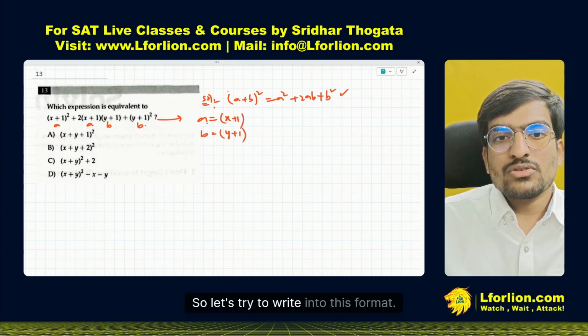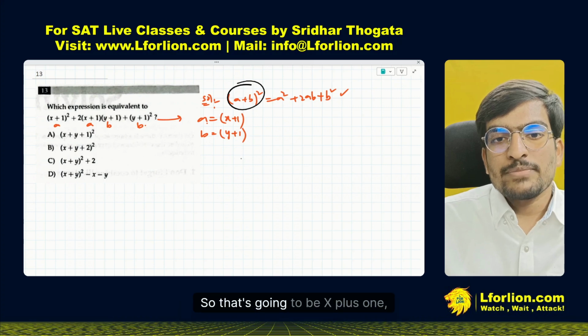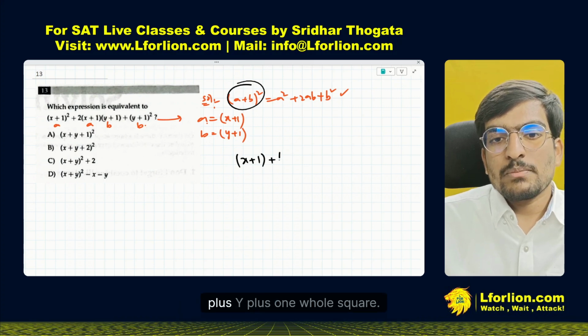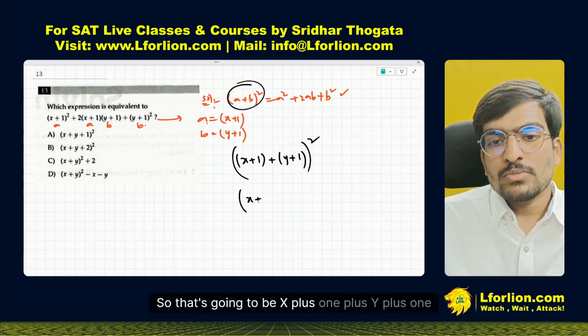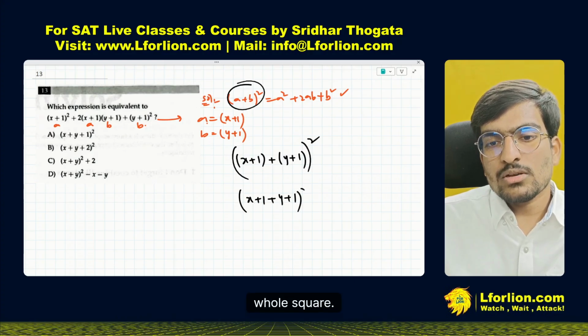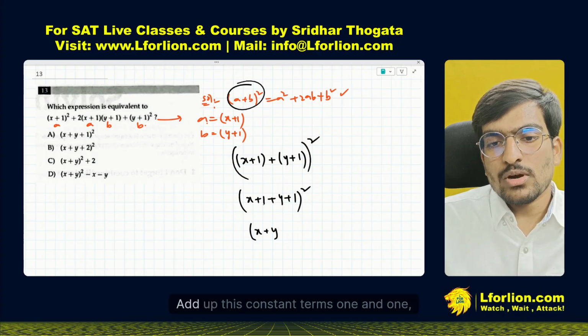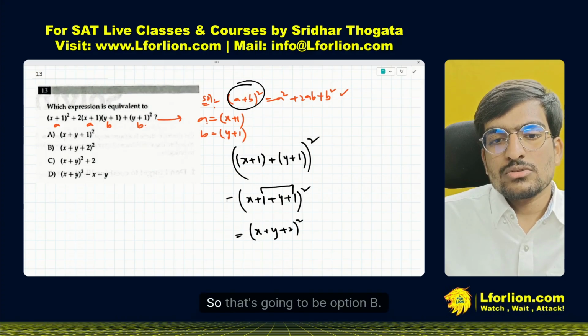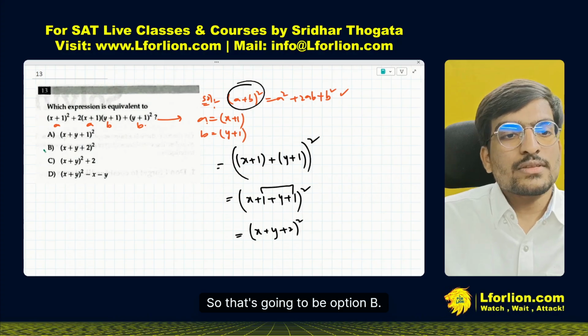So let's try to write it in this format. That's going to be x plus 1 plus y plus 1 whole square. That's going to be x plus y, and we add up the constant terms 1 and 1, so it's going to be 2, whole square. So that's going to be option B.